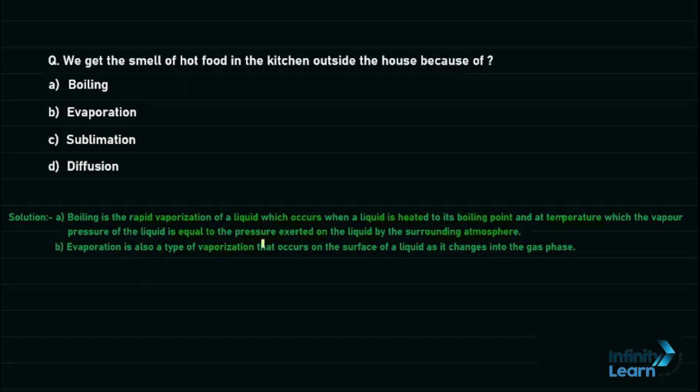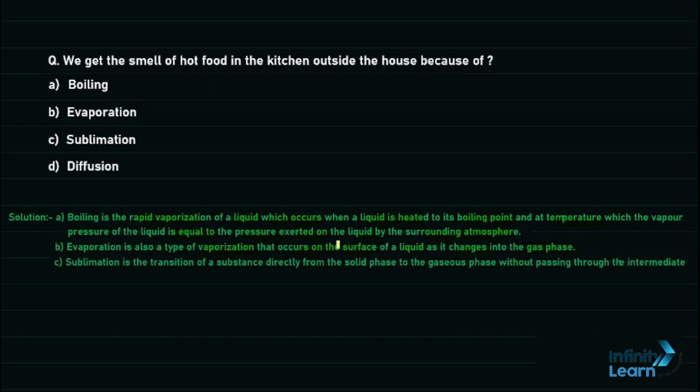If we look at our second option, that is evaporation, so students, evaporation is also a type of vaporization, but in this it occurs only on the surface of a liquid as it changes into the gas phase. If we look at our third option, that is sublimation, sublimation is the transition of a substance directly from a solid phase to the gaseous phase, students, without changing into the intermediate liquid phase.